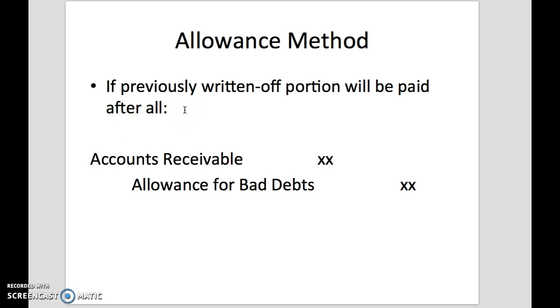So to revive that receivable, what we will do is debit accounts receivable, and then we reestablish the allowance for bad debts. In this scenario, we recognize that we can indeed collect, and also in line with that, there is still a possibility that we won't be able to collect, which is reflected in your allowance for bad debts.